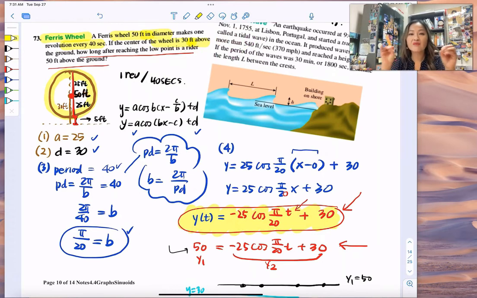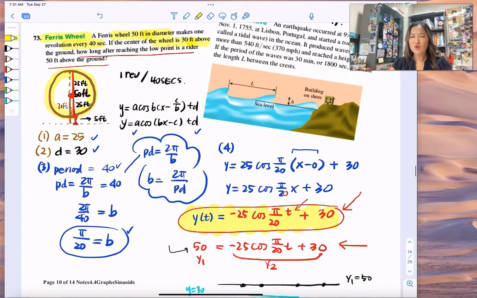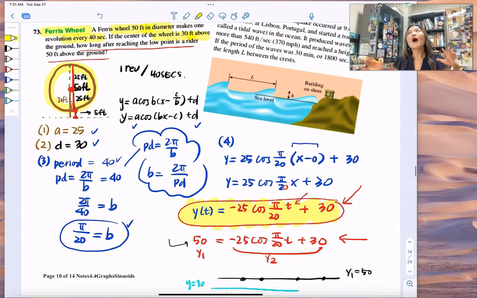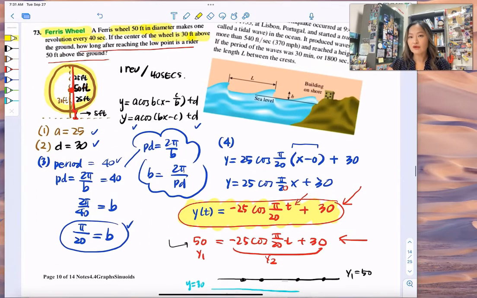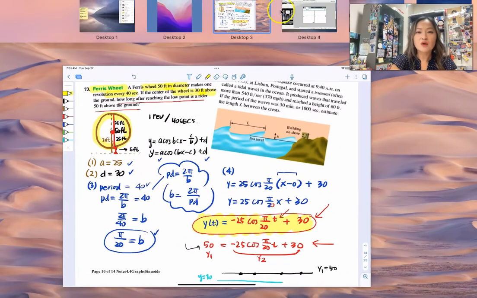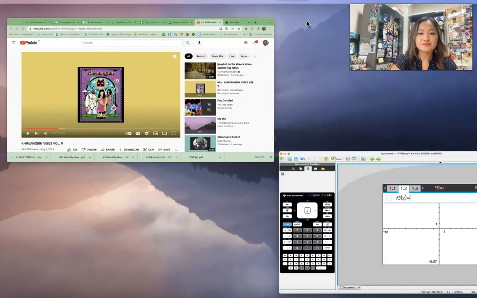I want you to really think about and focus on the situation, okay? I think that'll make the situation applicable to you. Think about how a Ferris wheel really works, and then I think you'll be able to figure that out, okay? All right, so let's go ahead and answer these questions. Let's actually enter this into the calculator. So I'm going to switch my screen, and we're going to go to the calculator.